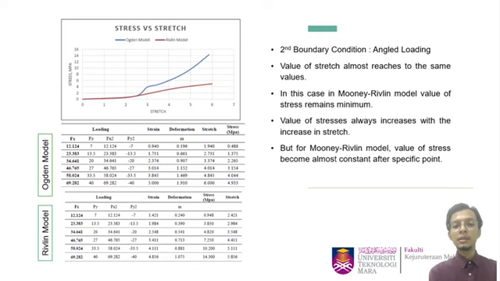In the second graph, under the second boundary condition in angled loading, the value of stretch almost reaches the same values, but in this case, in the Mooney-Rivlin model, the value of stress remains minimum. In both cases, the value of stress always increases with the increase in stretch, but for the Mooney-Rivlin model, the value of stress becomes almost constant after specific points. This means that less stress occurs in both boundary conditions for the Mooney-Rivlin model. Meanwhile, for the Ogden model, the value of stress keeps increasing to a maximum value compared to Mooney-Rivlin, which behaves almost the same as in the first boundary condition.